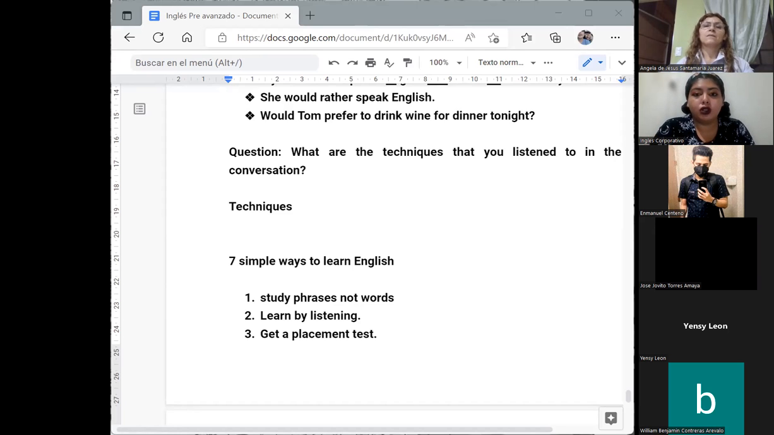Then it says to learn English, I use to listen in speeches, audiobooks, with subtitles. Also, I like to do grammar tests. That is something very good because when you are listening a speech from different topics, you are not just learning English.